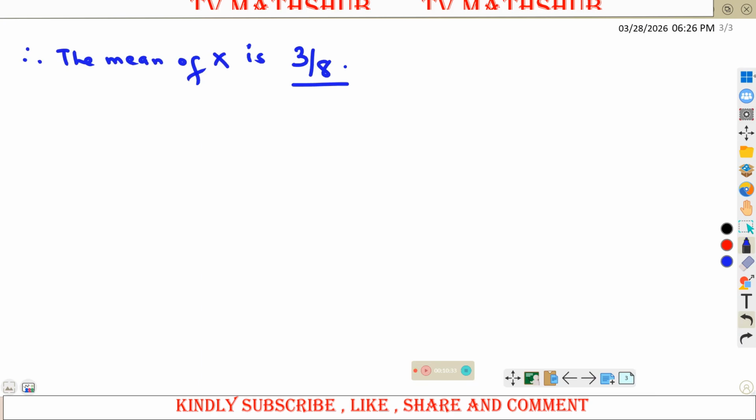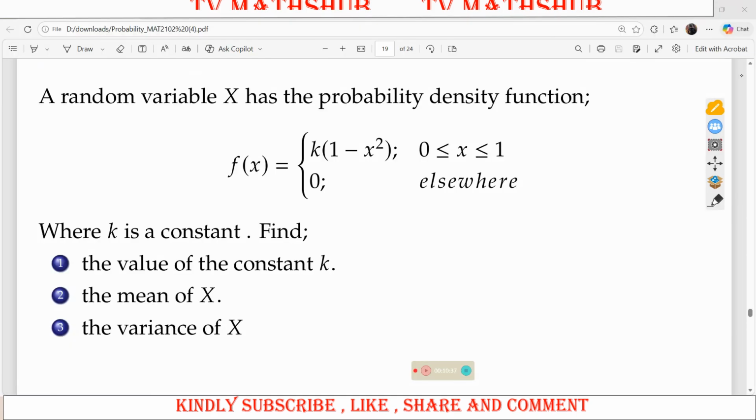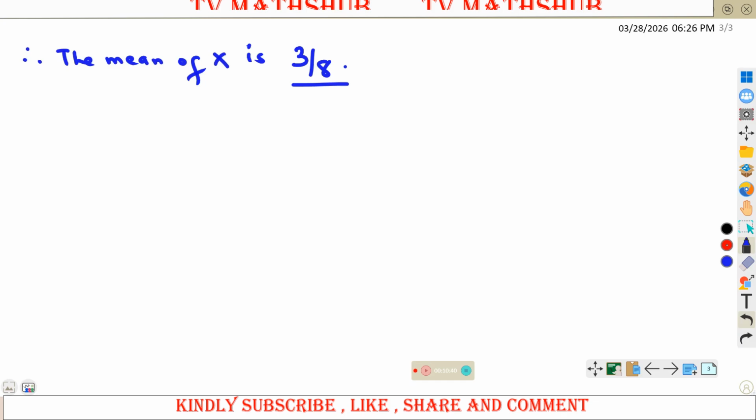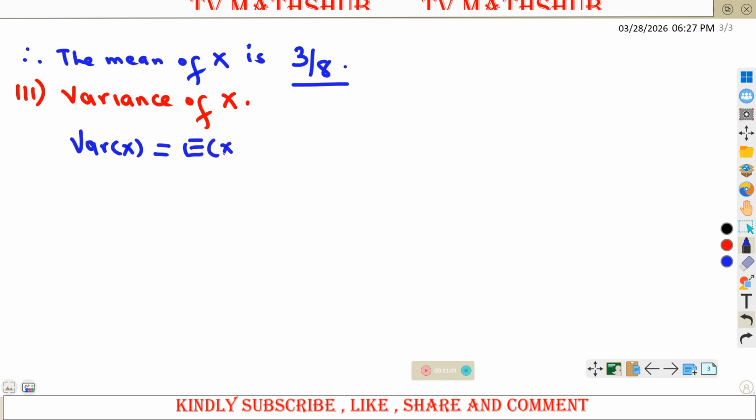Next, we need to look at the variance of x. So what will be the variance of x? By definition, the variance of x is defined as the expectation of x squared minus the expectation of x, the whole of this squared. If you recall from our previous lecture, we proved this one here, and you should be able to know how this one comes about.